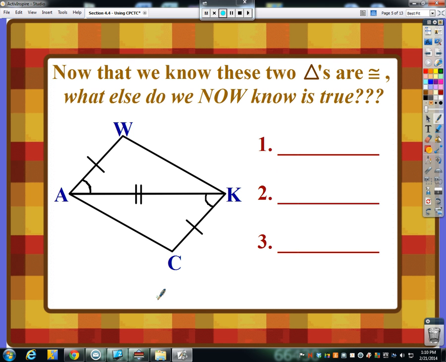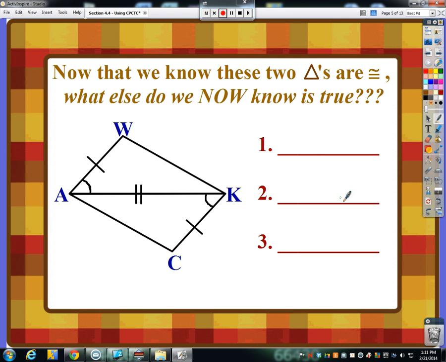Now that we know these two triangles are the exact same size, what else must also be true? Okay, so we already know this side is congruent to itself. We know these sides are congruent because it was apparently given to us. And we also know that these two angles are already congruent because, again, they were given to us. So now we need to start thinking about all the things that aren't marked, that we now know should be marked because these two triangles are the same exact size.